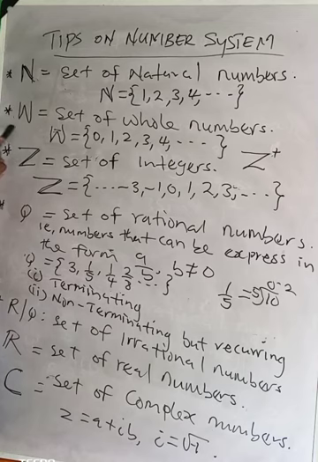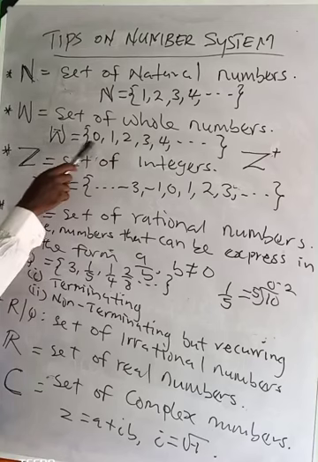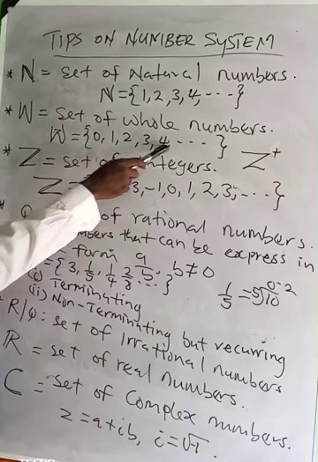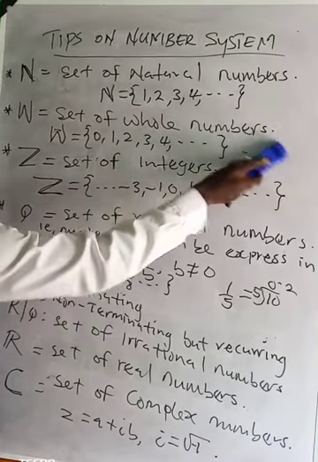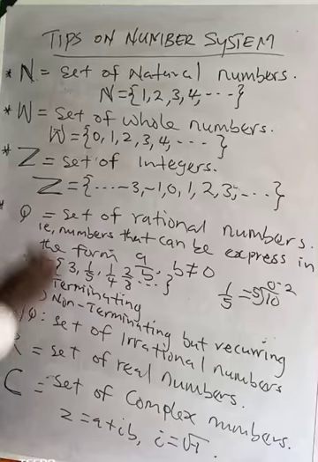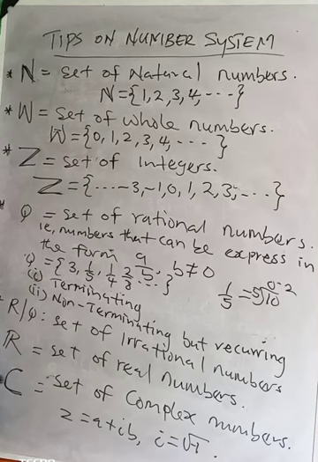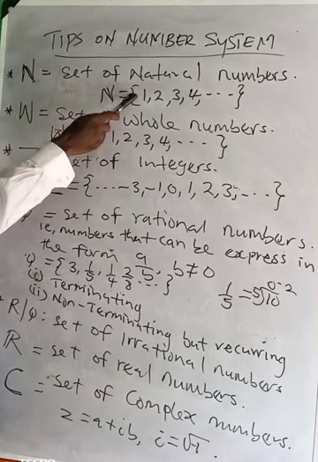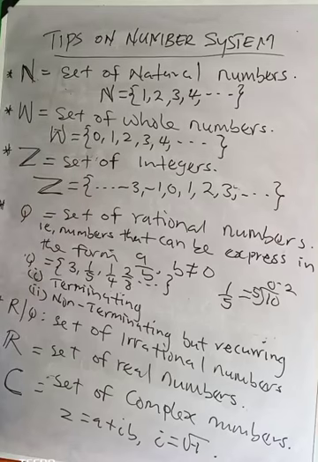Alright. Next on the list, we have set of whole numbers, special W, ranging from 0, 1, 2, 3, 4, 5, 6, infinity. Note, the difference between set of whole numbers and set of natural numbers is just the digit 0. For set of natural numbers, there is no 0, it starts with 1, but set of whole numbers start with 0.